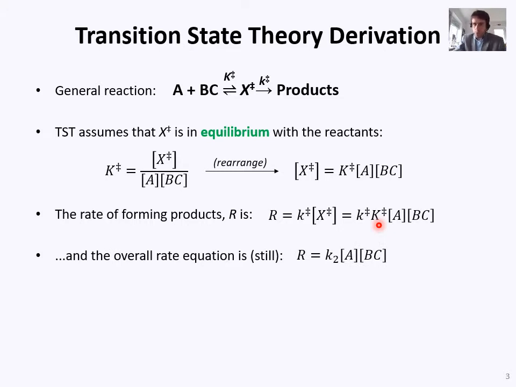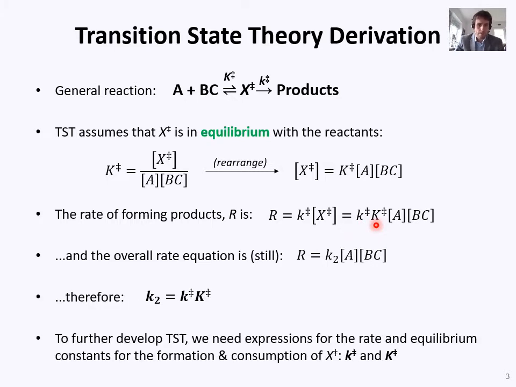The overall rate equation, however, is still that the rate is equal to the second order rate constant times the concentrations. So we now know that k2 within transition state theory is equal to this rate constant here times this equilibrium constant here. That's what I've written here on the slide. The key point is that in order to develop and derive our transition state theory, we need expressions for both of these things. But once we've got those expressions, we can get an idea of how we can calculate the overall rate, or the overall rate constant, just as we did for collision theory.